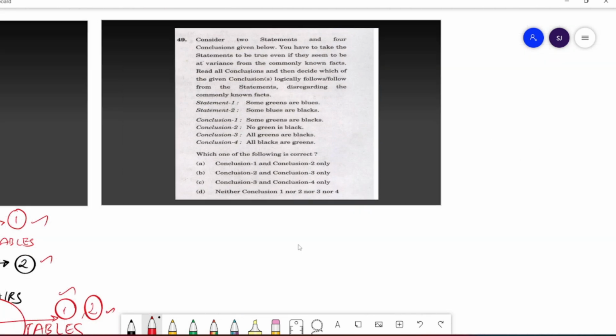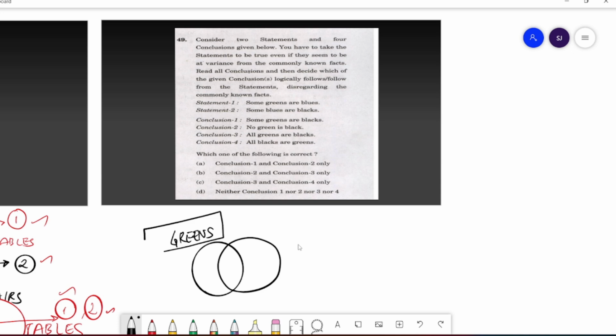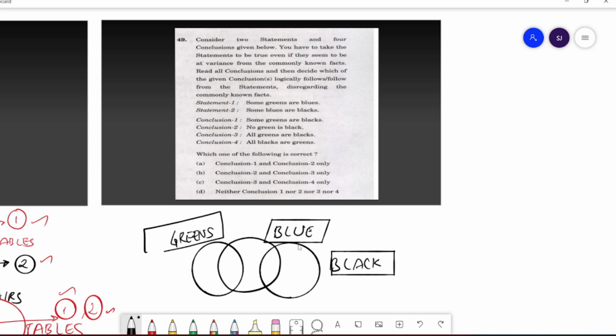And then comes this portion: some greens are blue, and some blues are black. So now I will read conclusion one: some greens are black. Whether it is true, conclusion one does not hold true in this diagram.